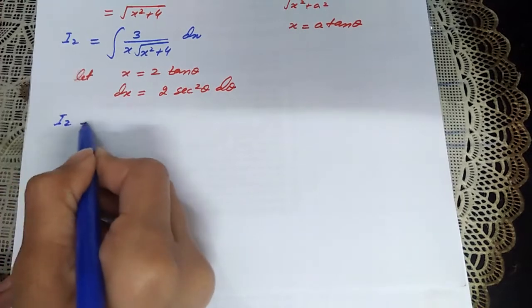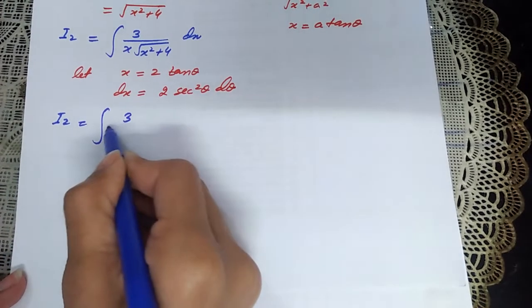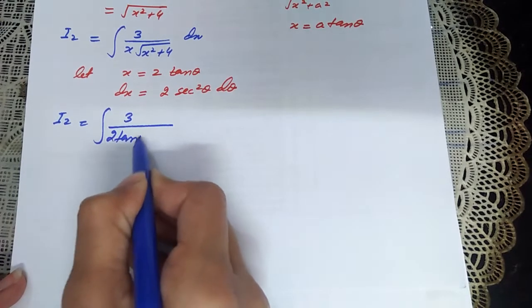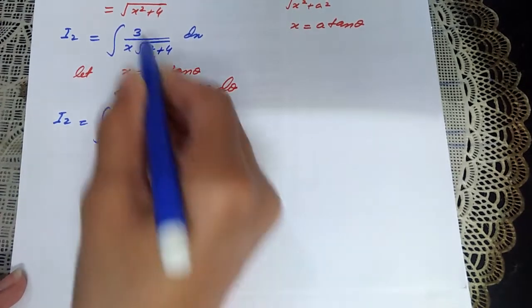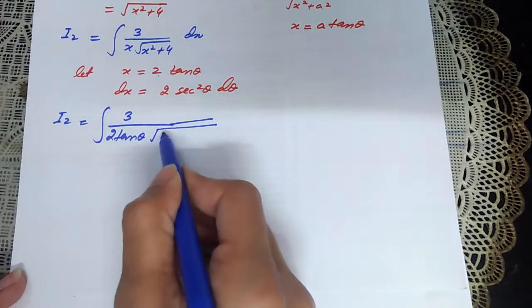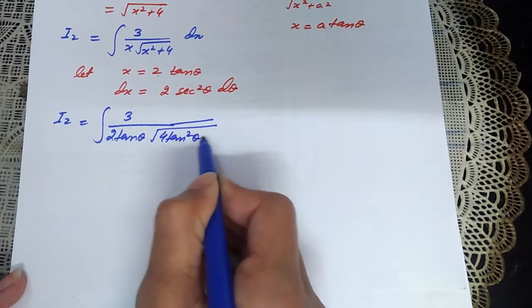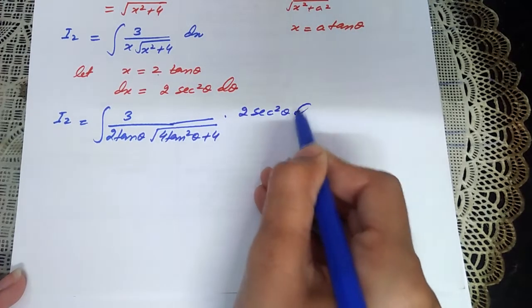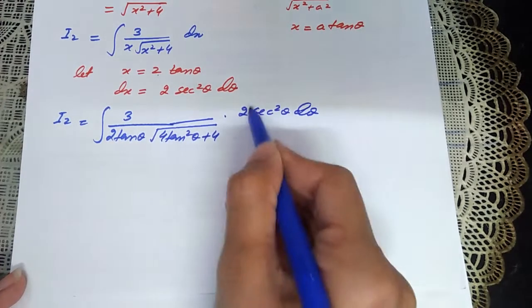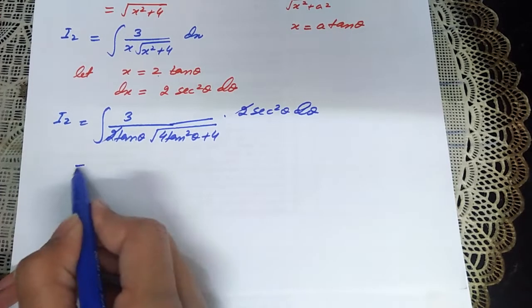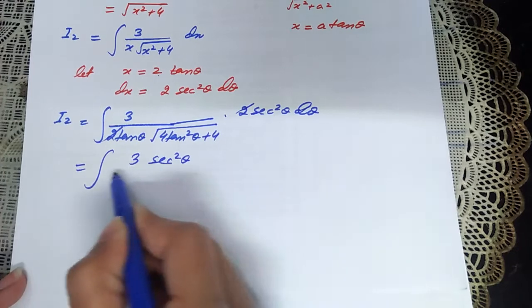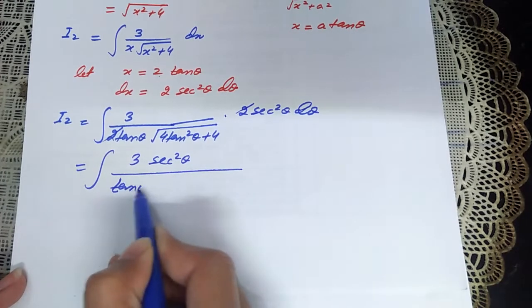Your I2 will be equal to 3 over x, which is 2 tangent theta now. That will be 2 tangent theta under root. x² will be 4 tangent square of theta plus 4, and dx is your 2 secant square of theta d theta. This 2 will be cancelled with this 2. So I will be left with integration of 3 secant square of theta over tangent of theta.